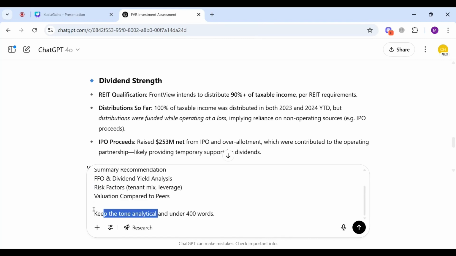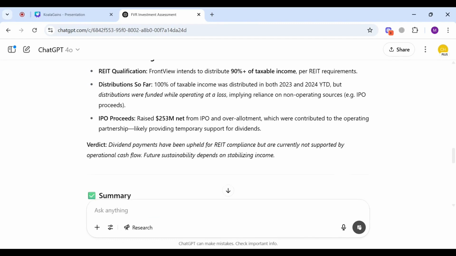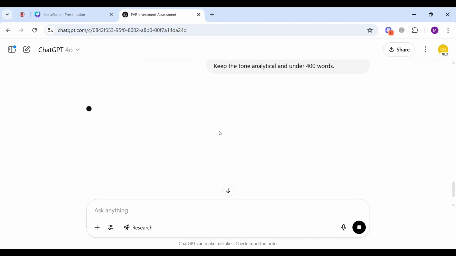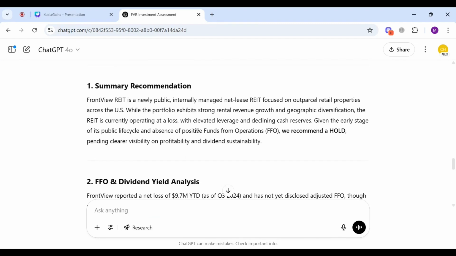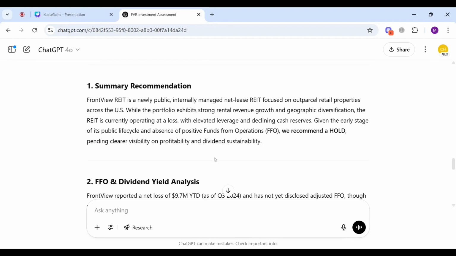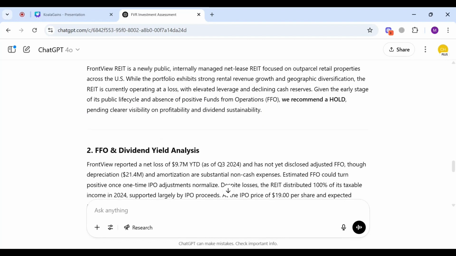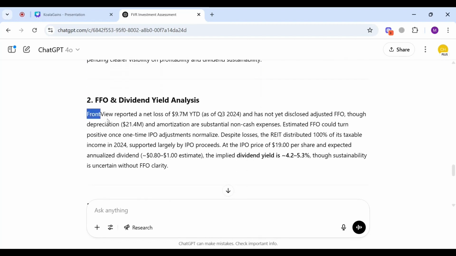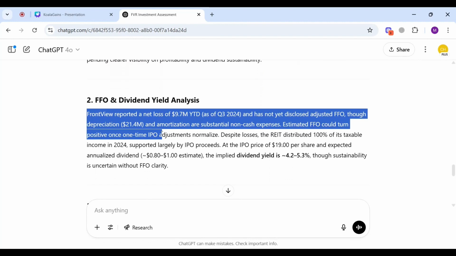Now let's see the response I get this time. In summary, it is recommending me that this REIT is still in its early stages. So I probably shouldn't put my money into it right now. Instead, I should wait and keep an eye on how it performs. This part talks about its FFO. They haven't disclosed any FFO in this form, and the dividend yield is mentioned in the risk factors.